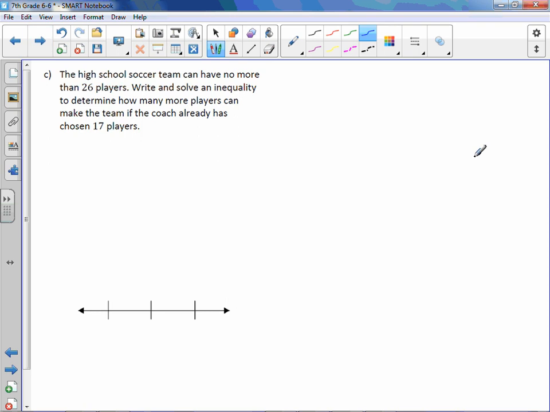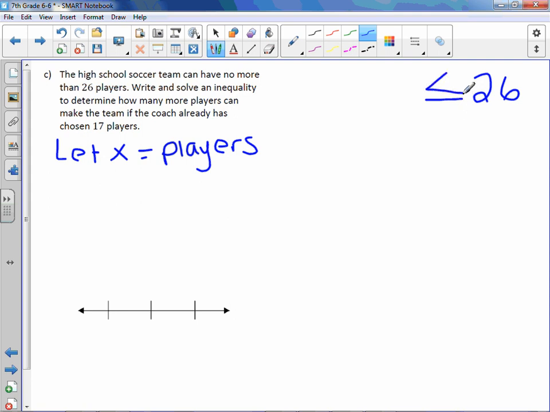Letter C. The high school soccer team can have no more than 26 players. Write and solve an inequality to determine how many more players can make the team if the coach has already chosen 17 players. So let x equal players. Now, they can have no more than 26. They can have 26, which means it's an equal to, but they can't have more than that, which means they can have less than or equal to 26.